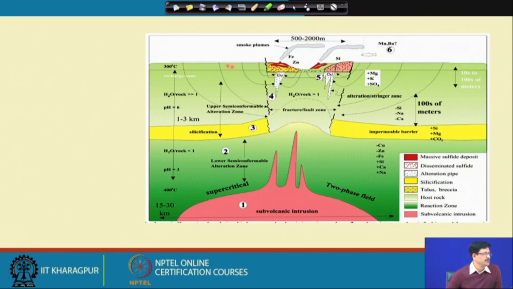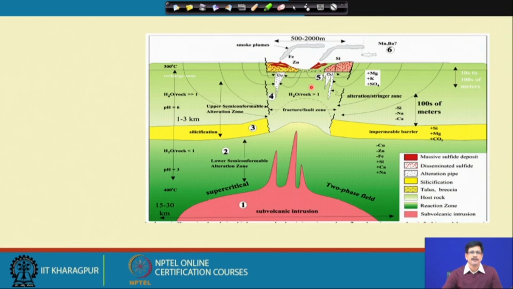And within the two broad regimes, the lower regime has a water by rock ratio of less than 1 and the fluid is mostly rock buffered with very low pH, and as we come up here, the water by rock ratio increases to much greater than 1, and the pH also increases to values close to 6 within the top 1 to 3 kilometer depth of this sea floor, and that is how the deposition of the sulphides takes place.